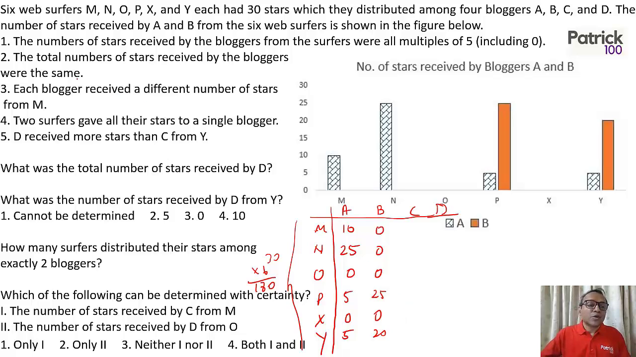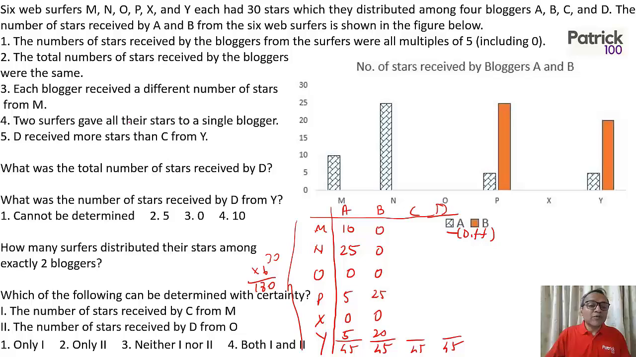The total number of stars received by each of the bloggers was the same. A received 45 stars, and B received 45 stars if you add. So all the 4, 45 into 4, is 180. So each one received 45 stars for sure. Now each blogger received a different number of stars from M. I'm just putting it as different here. We'll analyze it later, but let's put different.